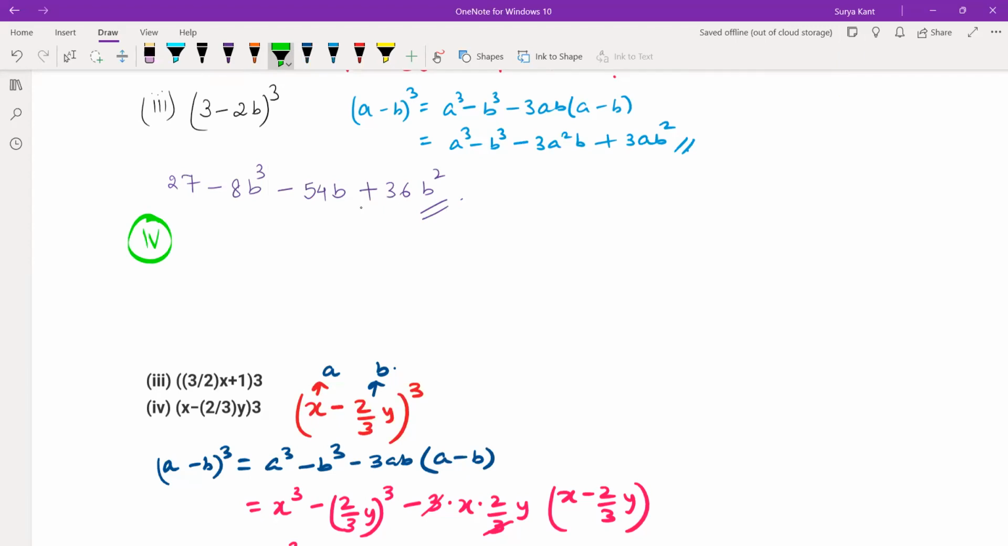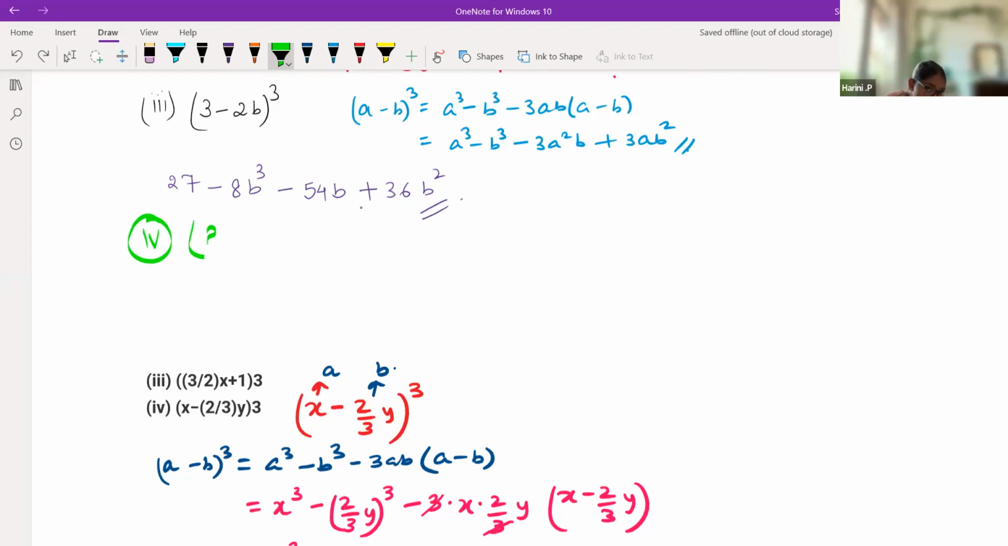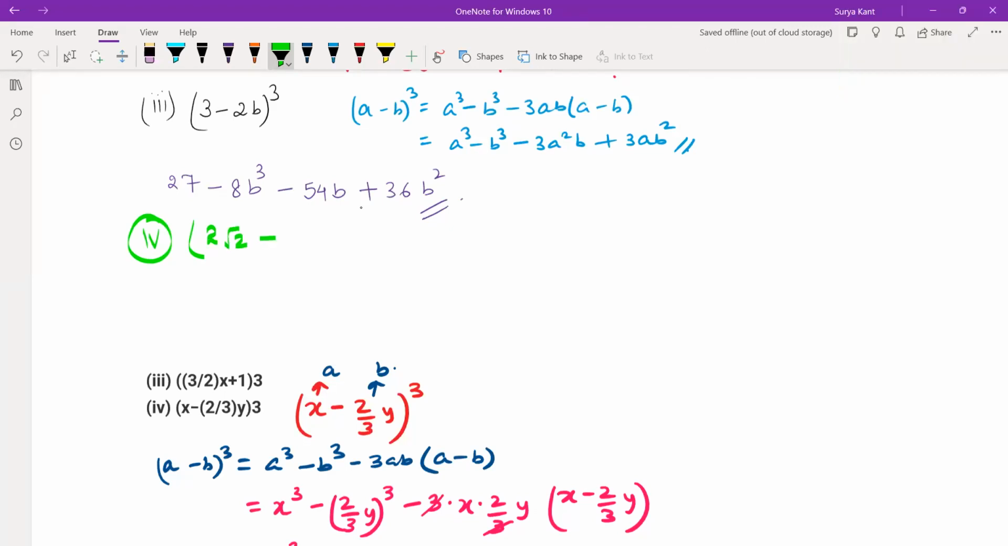If you got this answer correct, the next question will be 2 root 2 plus root 3 whole cube. 2 root 2 plus root 3 whole cube.